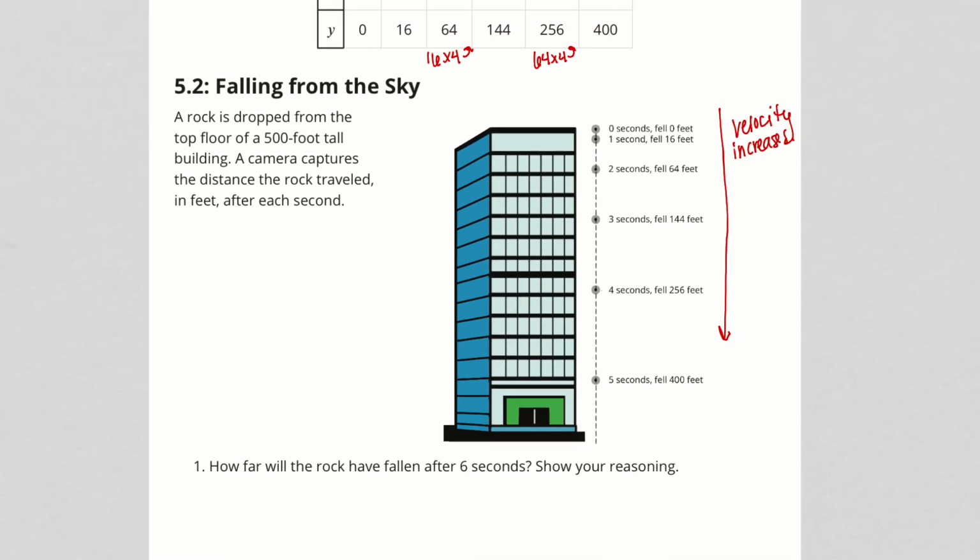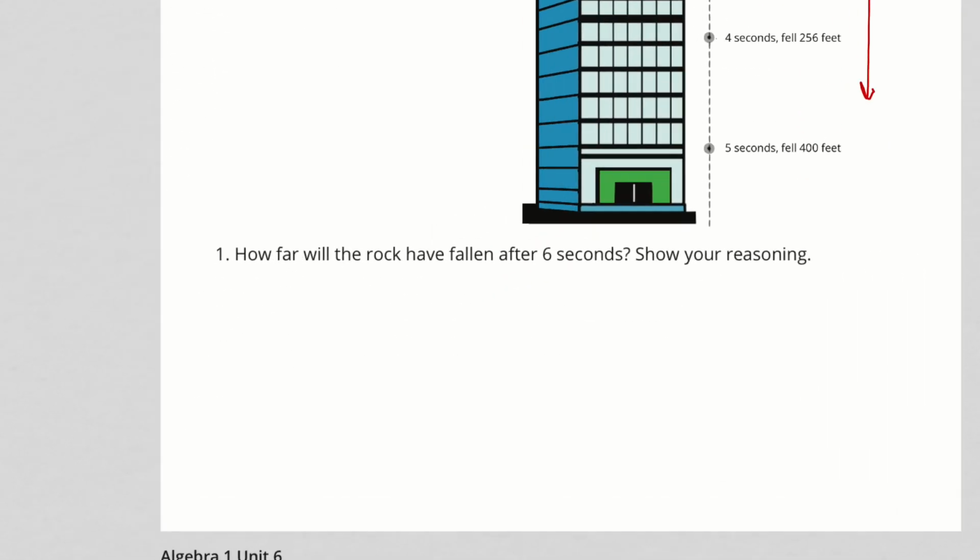Yeah, they are. How far will the rock have fallen after 6 seconds? How tall is the building? 500 feet tall. So it will fall 500 feet. How did you get that? Because the ground hits there, and it looks like it's at its max velocity at 4 seconds, so it'll fall the same distance at 4 seconds as it did at 5 seconds.